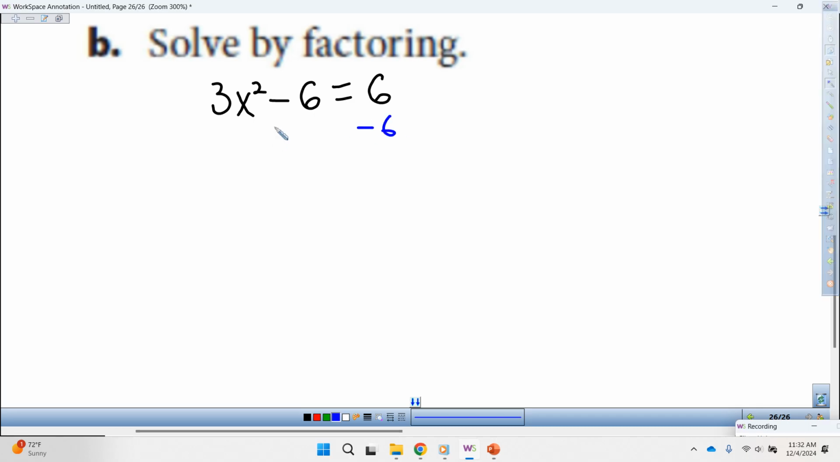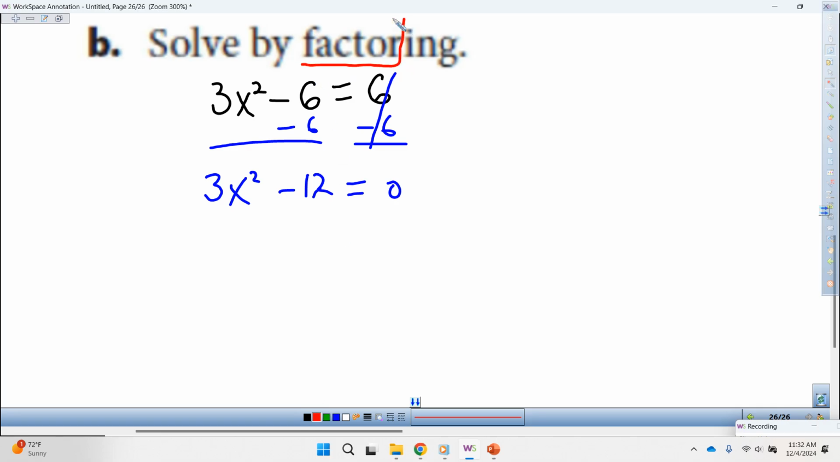Subtract 6, subtract 6. We got 0 equals 3x squared minus 12. Okay. So now that we set it equal to 0, now we have to do what? What is the word here? Factor. Can we factor this binomial? Yes, by checking what?